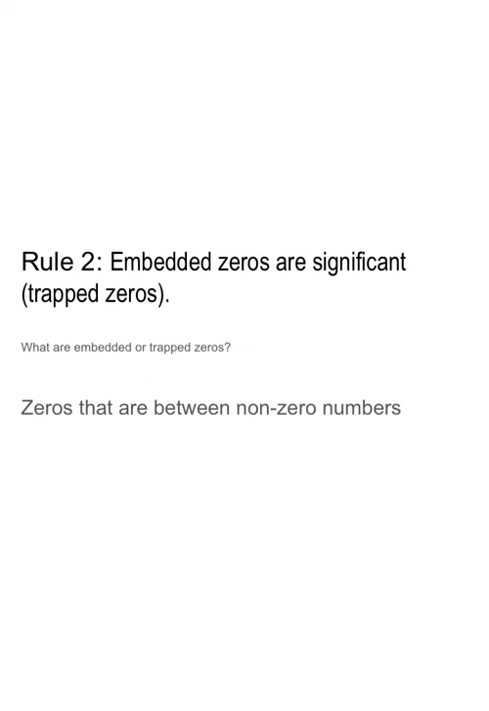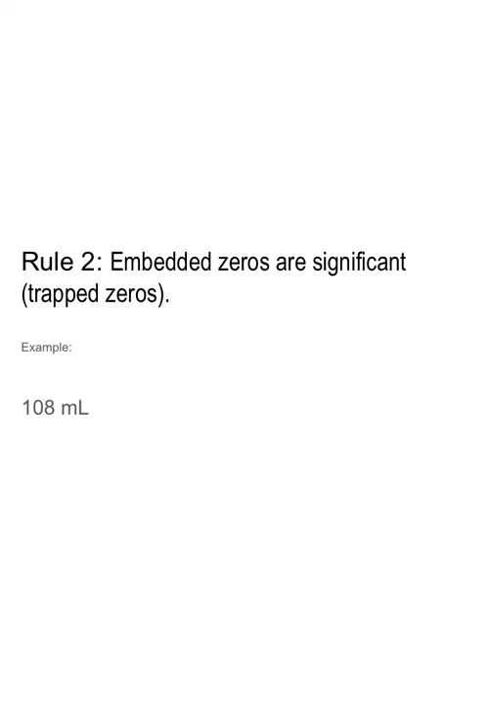The next rule that we have is that embedded zeros are always significant. These are also known as trapped zeros. These are going to be zeros that are between non-zero numbers.